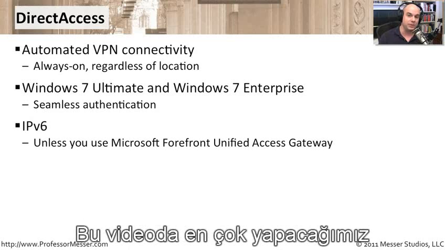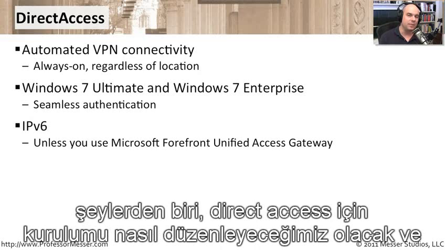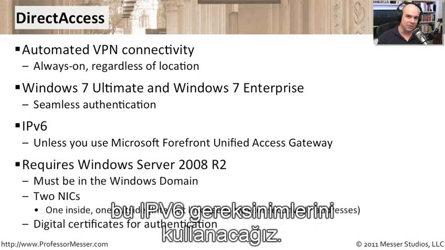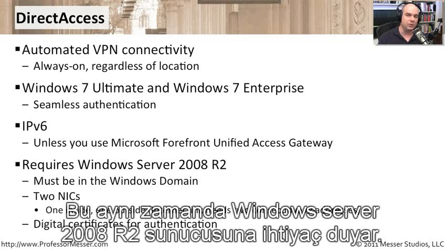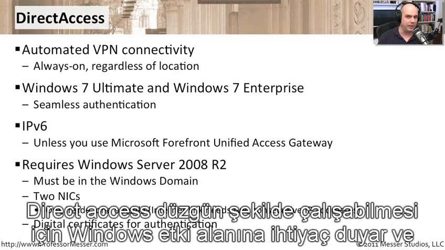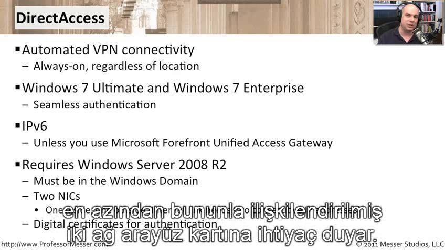And a lot of what we're going to do in this video is talk about how you would configure the setup for direct access and use those IPv6 requirements. This is also something that needs Windows Server 2008 R2. That's a pretty specific configuration. In fact, we go a little bit further than that with specifics. It needs to be in a Windows domain for this to be able to work properly, and it has to have at least 2 network interface cards associated with it.